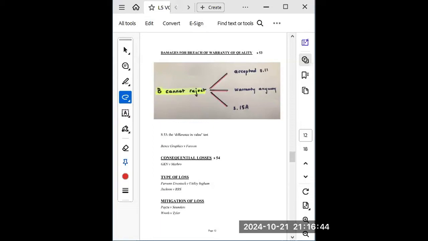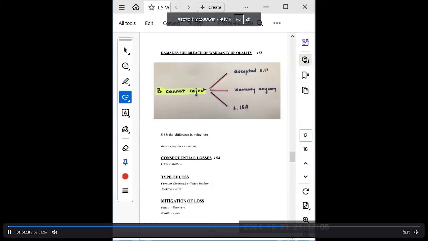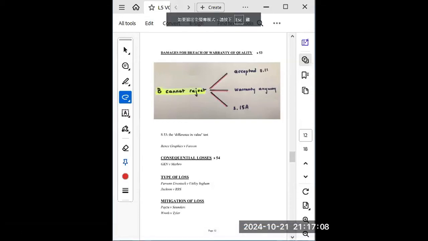Note, it is the type of loss which determines whether a loss is recoverable or not, not the amount. If the loss was not within the reasonable contemplation, no matter how much or how little the loss is, zero is recoverable. Important case, Parsons Livestock against Uttley Ingham.